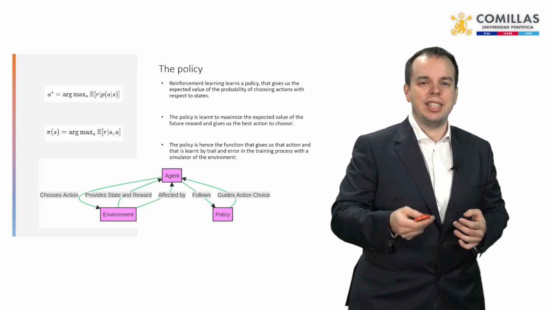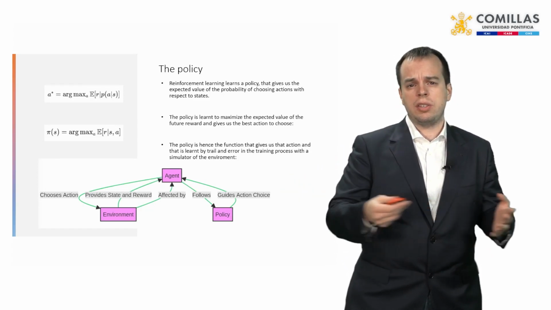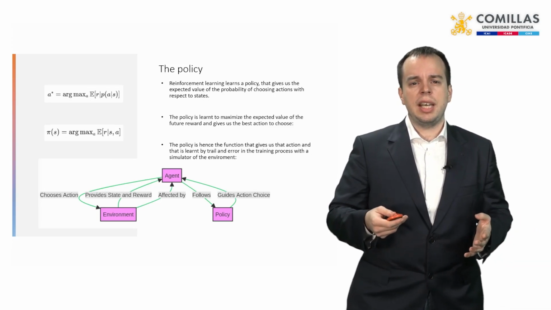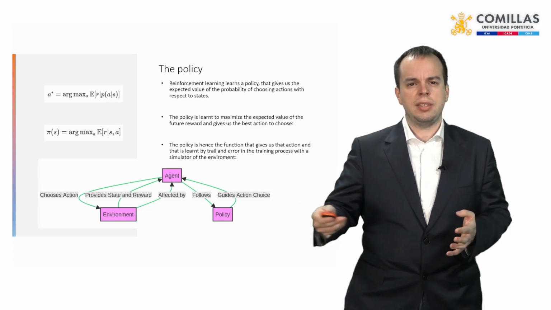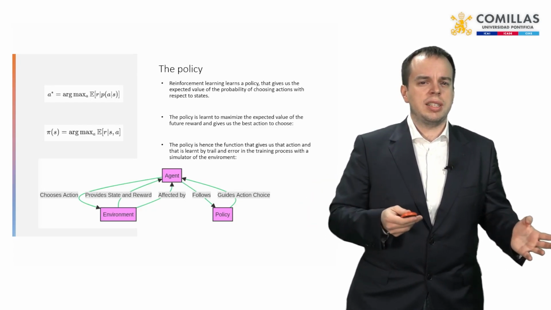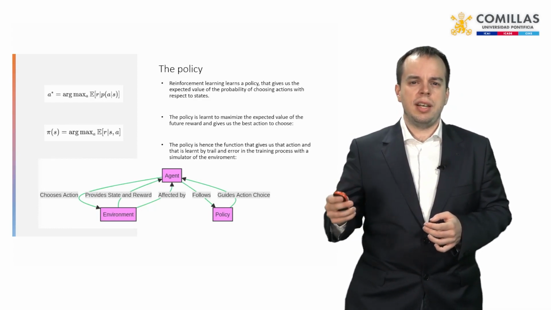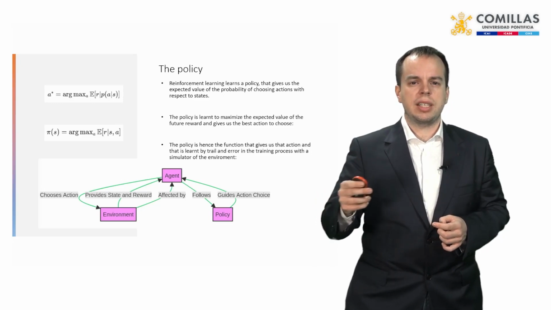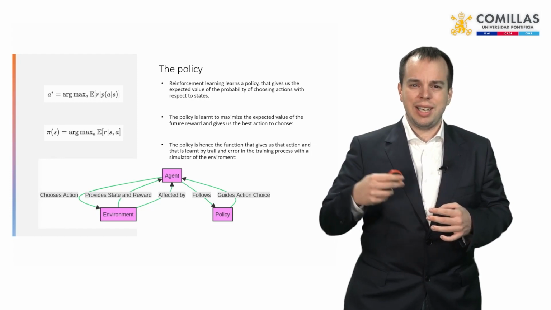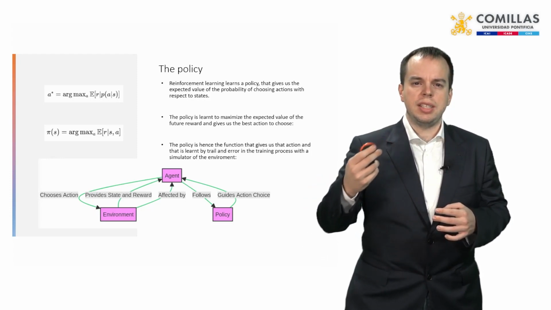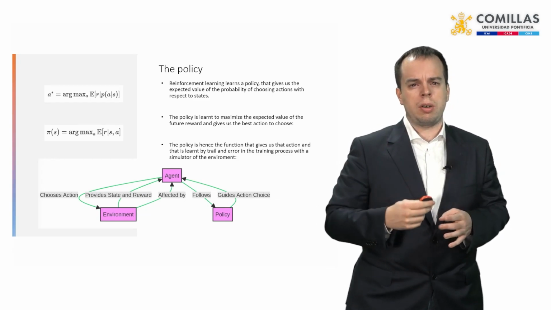It's essentially a strategy or a set of rules that guides an agent's actions in various states. The policy assigns an expected value to the probability of choosing certain actions in given states. But it's not just about any action, it's about finding the best one. The policy is learned with the objective of maximizing the expected value of the future reward. This means that the policy guides the agent to make decisions that are not just beneficial in the short term, but also in the long run.